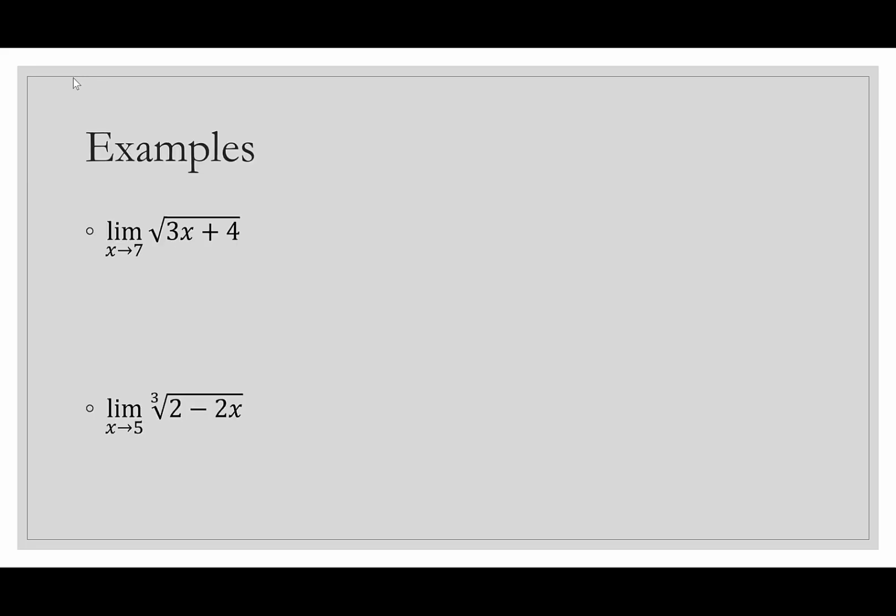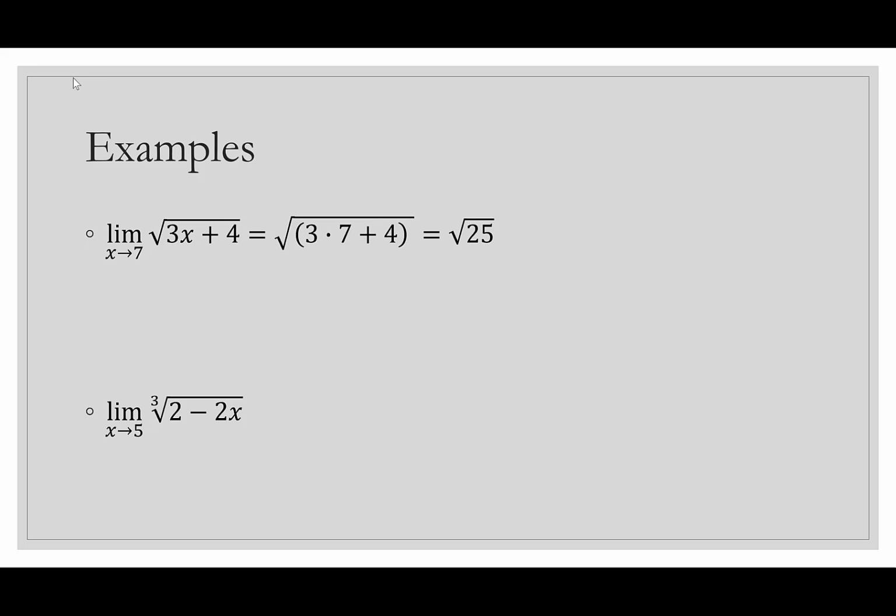So say I have the limit as x goes to 7 of the square root of 3x plus 4. Plug in 7. I have 3 times 7 plus 4, and then I take the square root. So 3 times 7 is 21, 21 and 4 is 25, square root of 25 is 5.